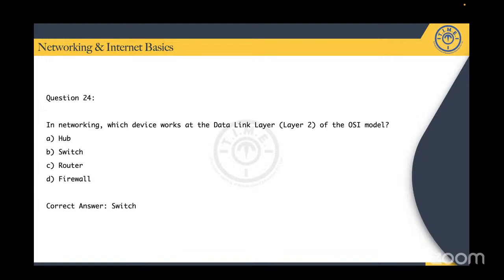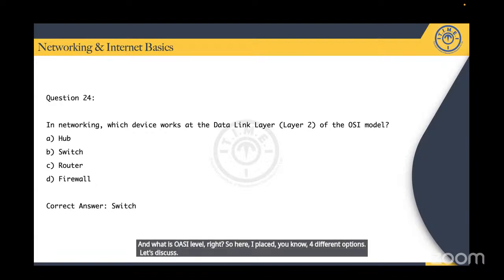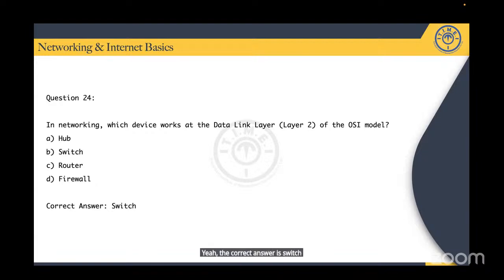In networking, which device works at the data link layer of the OSI model? Now here comes the question: what is the data link layer and what is the OSI model, right? So here I placed 4 different options. Let's discuss. The correct answer is switch, like I displayed on the screen. This is a classic OSI model question, very common in SSC and bank exams.